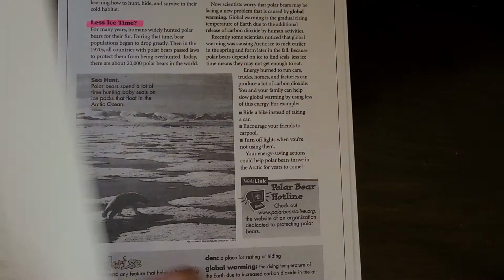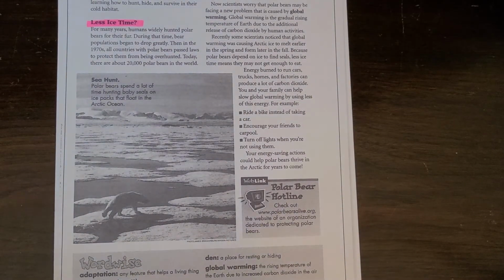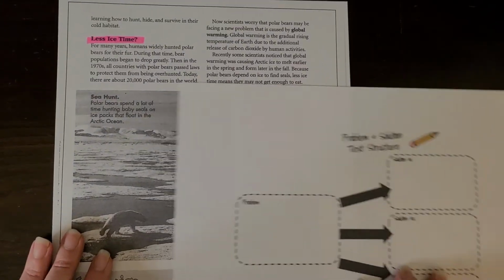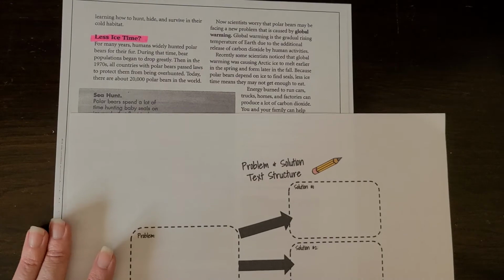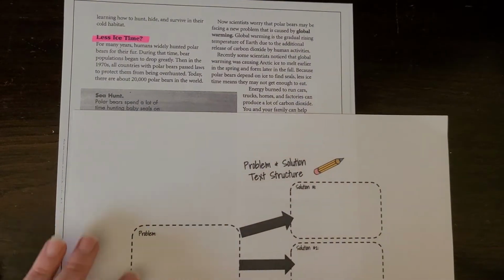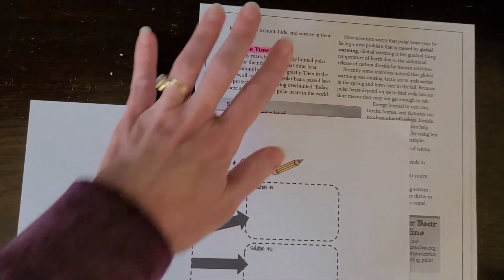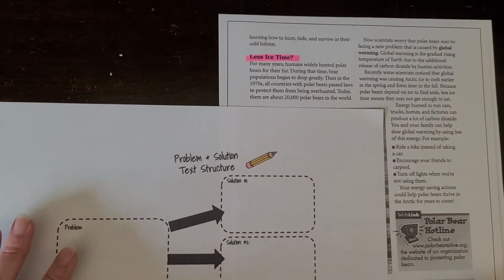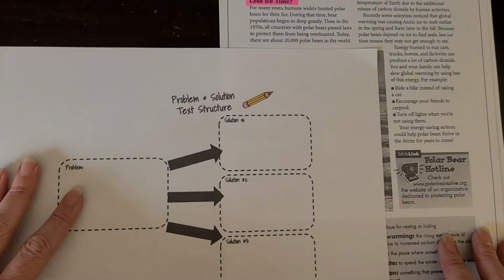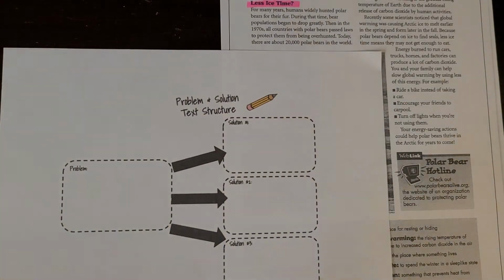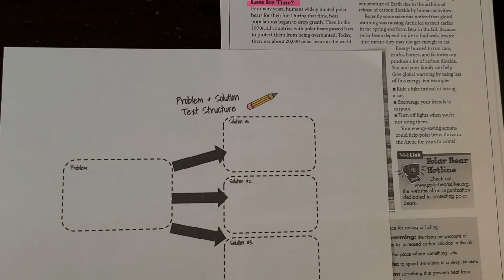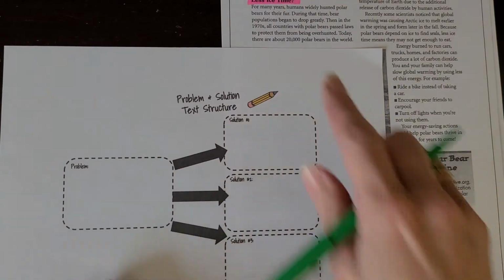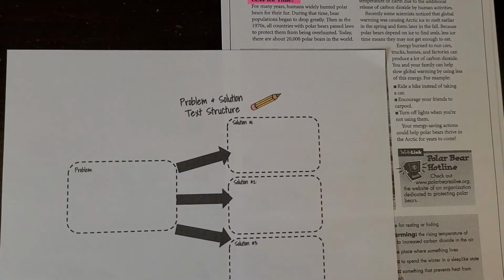Next, we're going to look at the problem and solution. Problem and solution is a little bit different than cause and effect. Problem and solution is you have a problem, and usually the author's trying to convince you to use his solution to the problem. And usually it's something that's naturally occurring in the world that we need to be mindful of. So in this story, it talks about less ice time. So I'm going to read this real quick and then we'll do the graphic organizer.